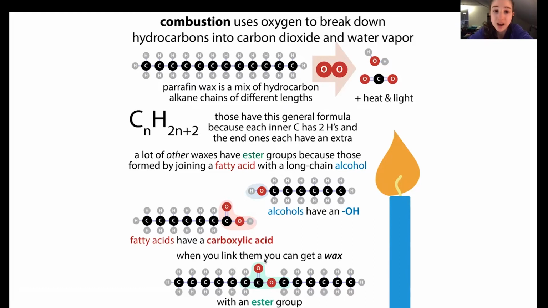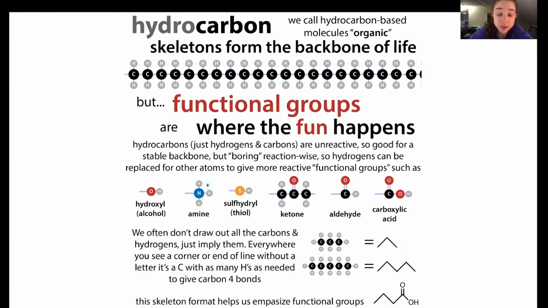And so a lot of waxes have esters, but not all waxes do. For example, paraffin wax, which is the main wax making up a lot of candles, is actually just a mix of a lot of different hydrocarbon chains. So what is so special about these hydrocarbon chains? Well, basically nothing. That's kind of the point. They're super duper boring.